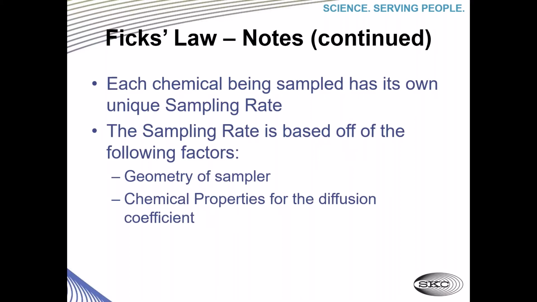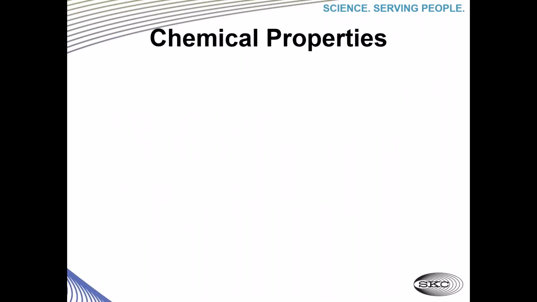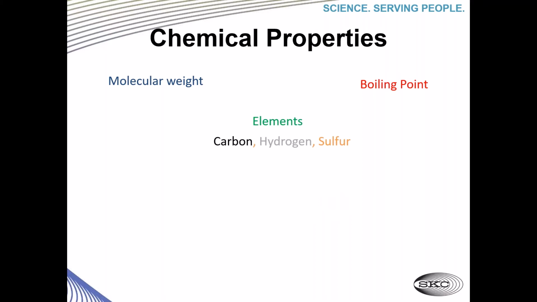Fick's law, here are some notes. Each chemical being sampled has its own unique sampling rate. The sampling rate is based off of the following factors: geometry of the sampler, which was noted above, and chemical properties for the diffusion coefficient. What are the chemical properties that could be involved? Molecular weight, the boiling point, elements. Is there carbon, hydrogen, sulfur, possibly fluorine, bromine, chlorine?